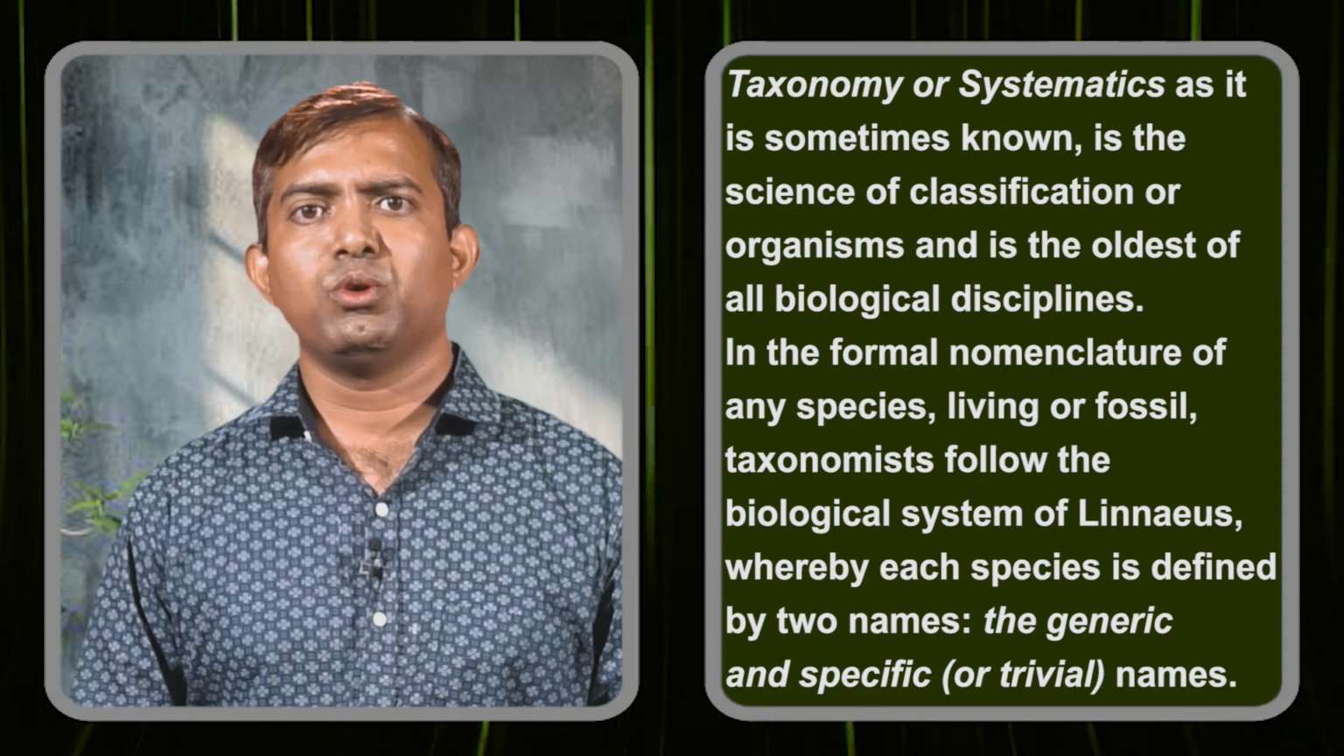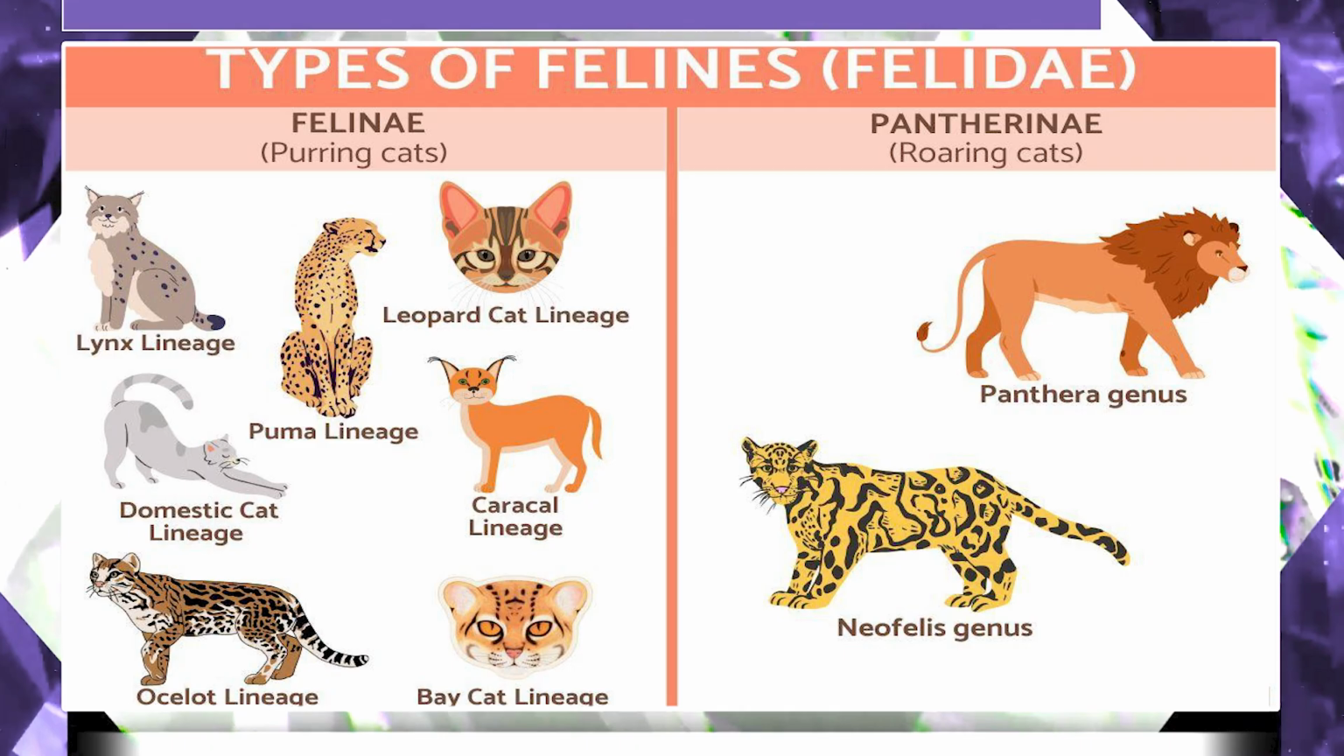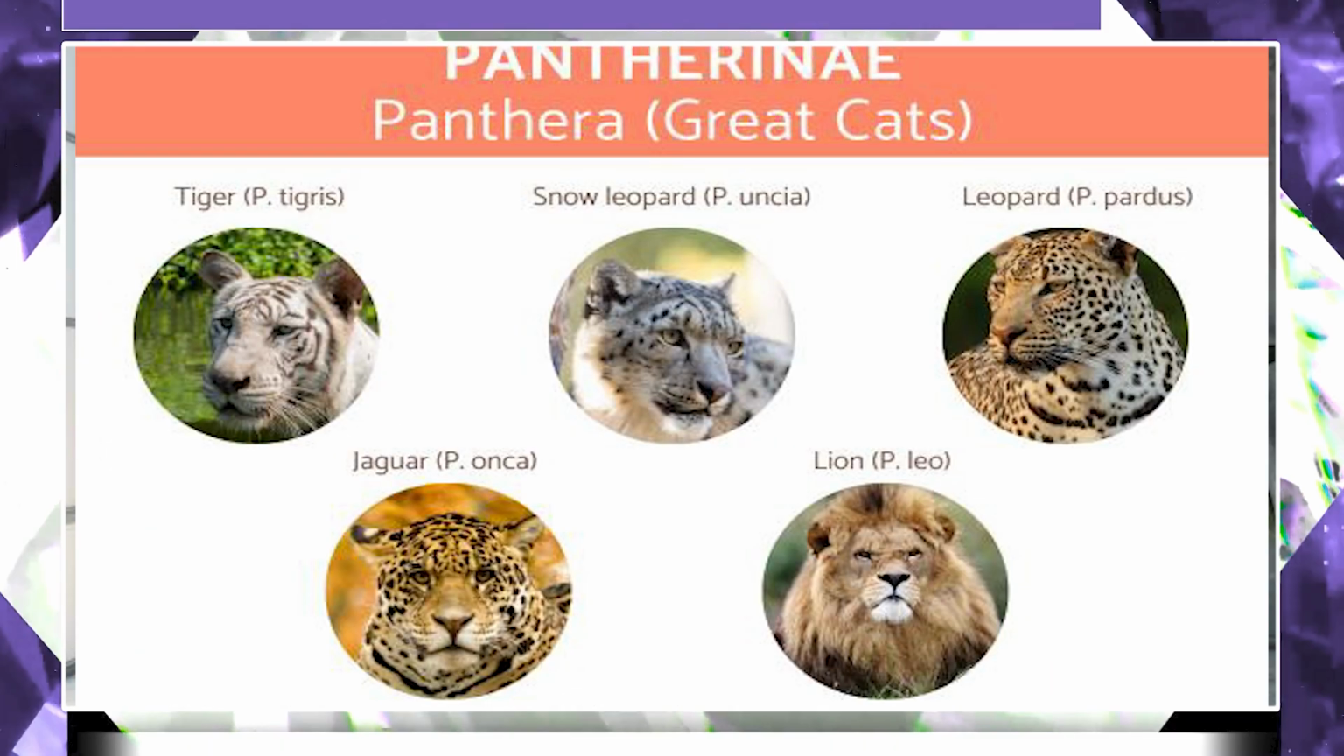fossil, taxonomists follow the biological system of Linnaeus, whereby each species is defined by two names, one generic and the other specific. For instance, all the cats, large or small, are related, and one particular group has been placed in the genus Felis. For example, the cat is Felis, the lion is also Felis. Of the various species of Felis, the specific name Felis catus refers to the cat, Felis leo refers to the lion, and Felis pardus refers to the leopard.